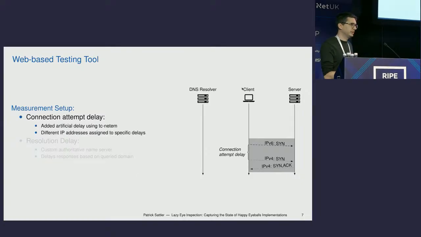So let's start right into the first test, the connection attempt delay. We implemented this connection attempt delay by adding a delay on the server side for IPv6, and we did that by setting up different IP addresses with different delays per IP address. So that's quite straightforward. Our server delays based on the destination IP you are contacting.